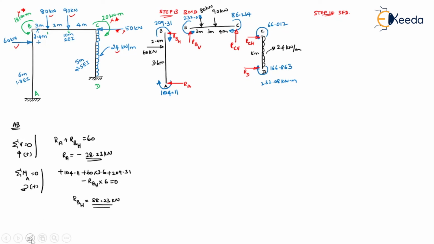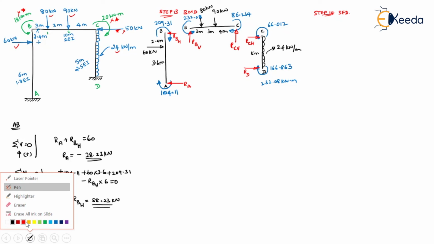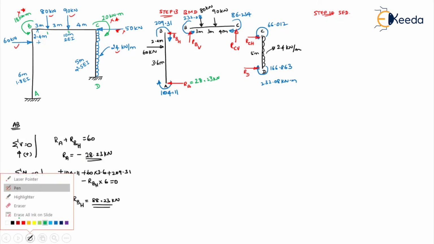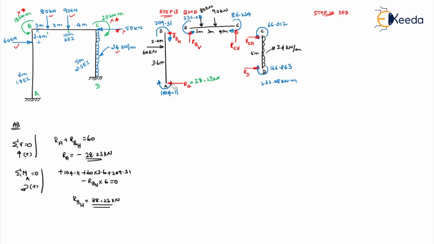Now let me write down the values so that it will be easy for us further on. So RA is how much? 28.23 kilonewton. Now this is a negative sign. So whatever reaction we have assumed upward is not correct. So it is a downward reaction. So let's just change the direction for this. Right. So it's a downward reaction like this. Now, what is the value of RBH?